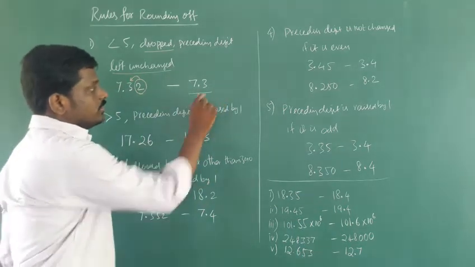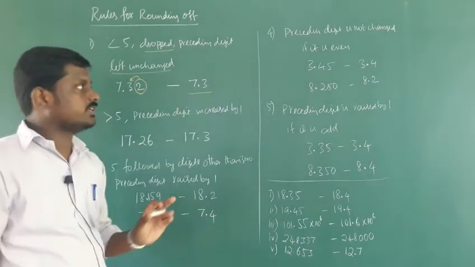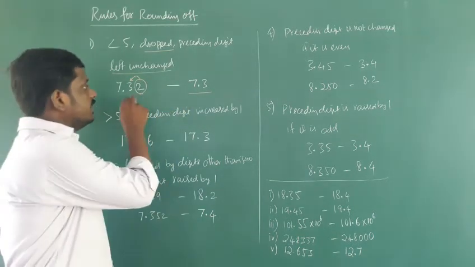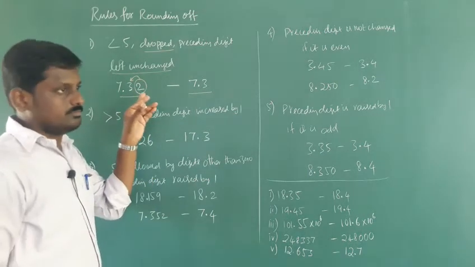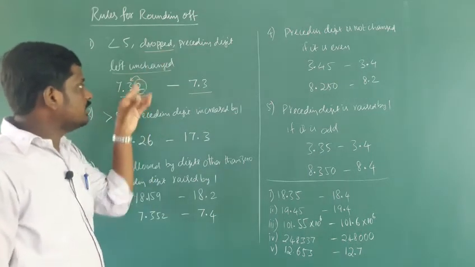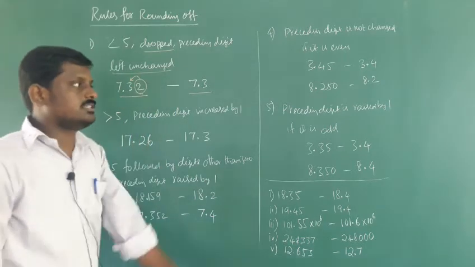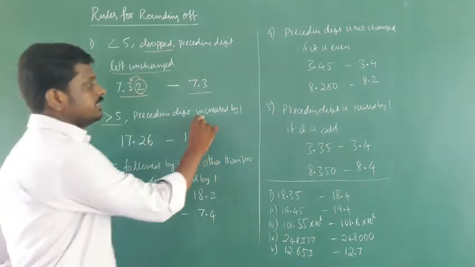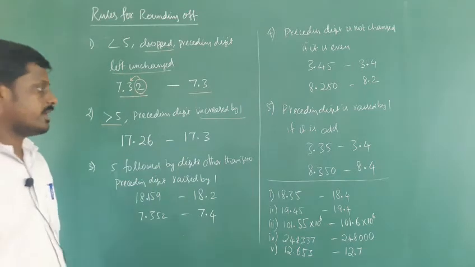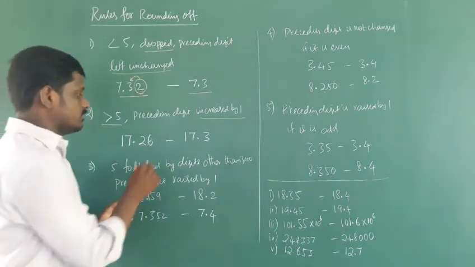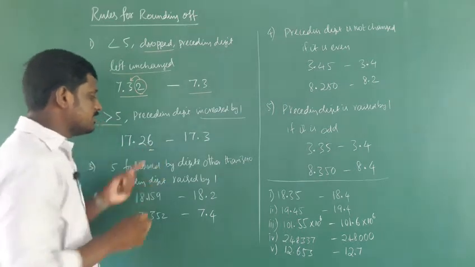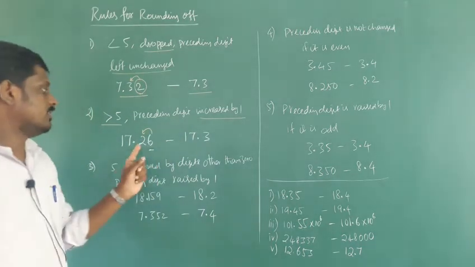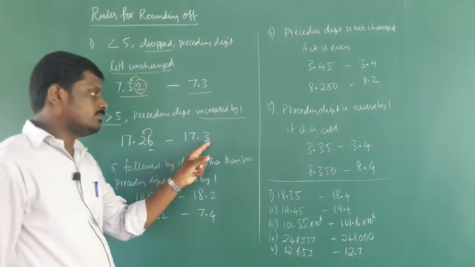So 7.32 is rounded off to 2 significant figures as 7.3. The number has 3 significant figures, and the digit dropped is smaller than 5, so the preceding digit is unchanged. Next, if the digit dropped is greater than 5, the preceding digit is increased by 1. For example, in 17.26, I am going to drop the 6. The 6 is greater than 5, so the preceding digit is increased by 1.